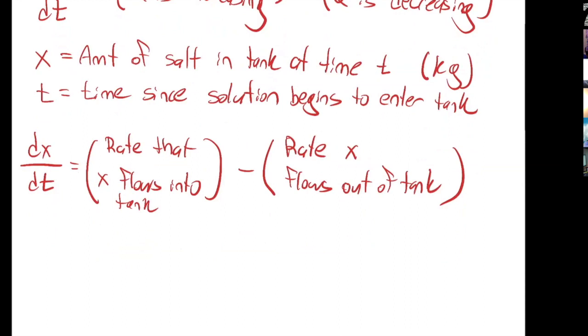A good check that you can have when you're setting up all these equations is to make sure the units make sense. So we're looking at units of X per unit of T, and T is being measured in minutes here. So the units of this are going to be kilograms per minute, and that's what the units of the inflow and the outflow should be as well in order for this to all match up.